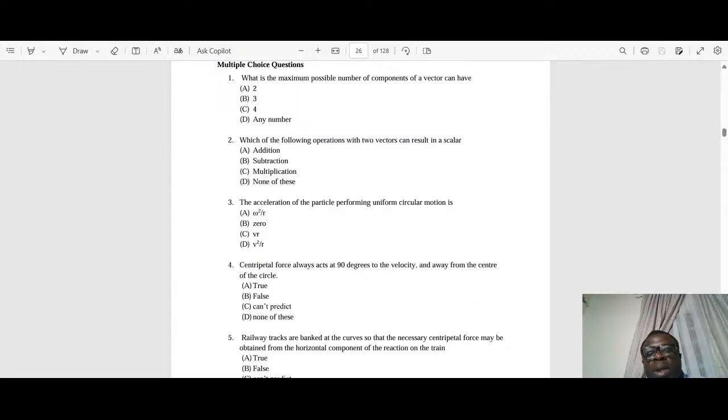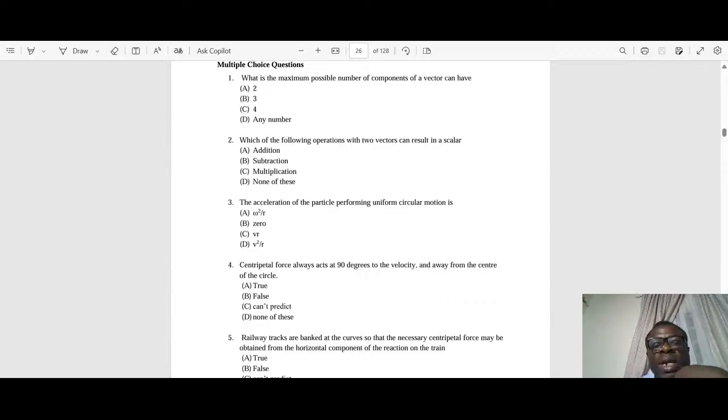Okay, the option here is D. The correct answer is D. A vector can have as many components as possible. A vector can have 2, 3, 4, can have more than 4, can have any number. So the correct option is D.